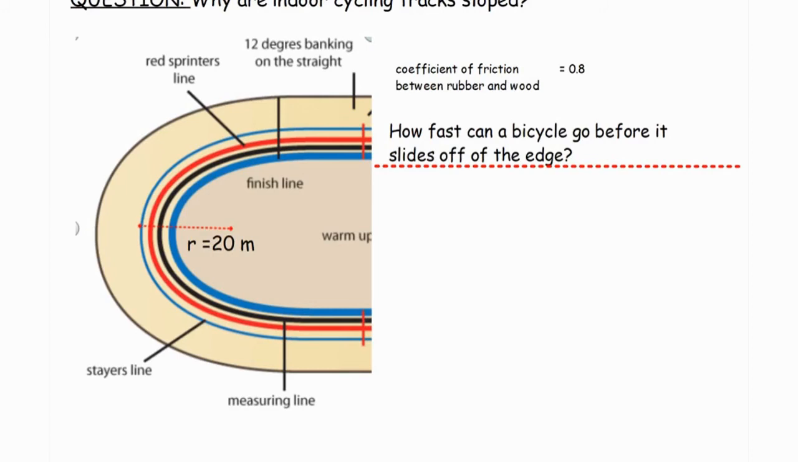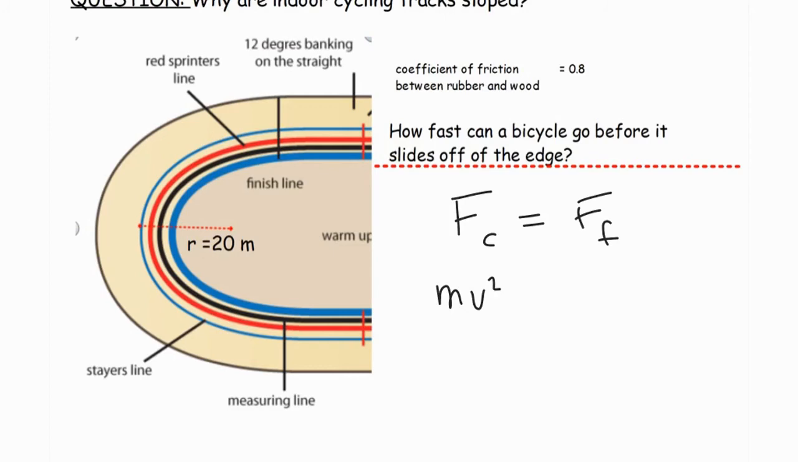So here's a question. Why are indoor cycling tracks sloped? If we think about going around in a circle here, how fast can a bike go before it goes off the edge? So we have the centripetal force equal to the force of friction. If the centripetal force is greater than the force of friction, then it all falls apart.